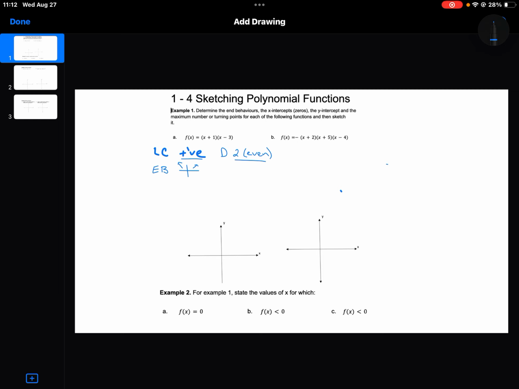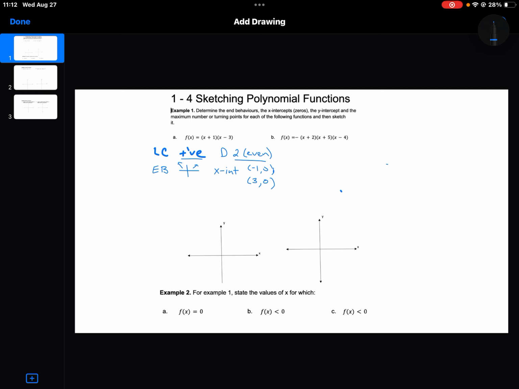Now that we've identified the end behaviors, we are going to identify the x-intercepts, which is nice for us because it's in factored form. We have 2. We've got our first x-intercept, which is (-1, 0), comes from that first bracket. And then we have a second x-intercept that is at (3, 0), comes from the second bracket. Remember, for those x-intercepts, we are just setting the function equal to 0 and solving.